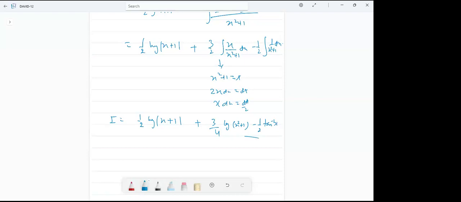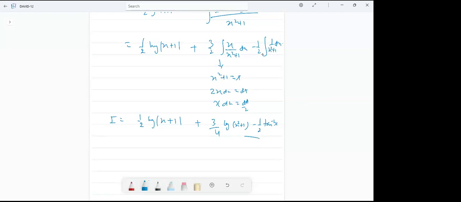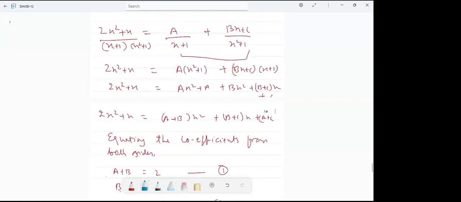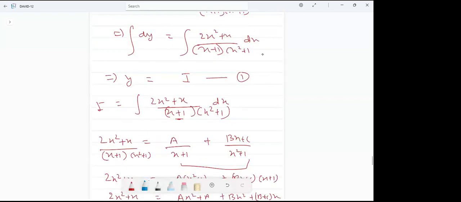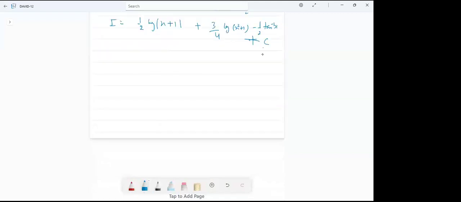Plus c. So you just need to place the values in place of the integral, in equation 1. Finally you have to write y equals half log x plus 1 plus 3 over 4 log x square plus 1 minus half tan inverse x plus c.